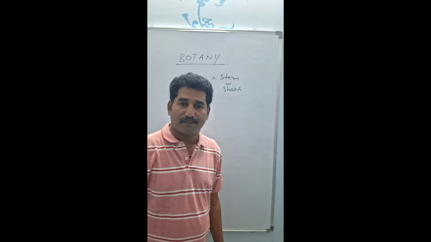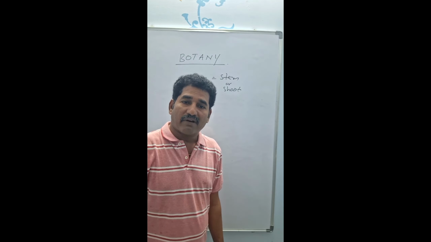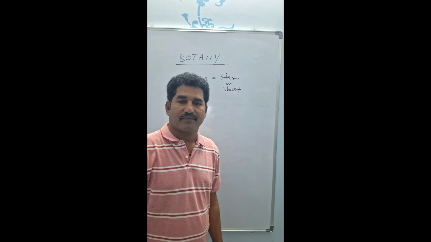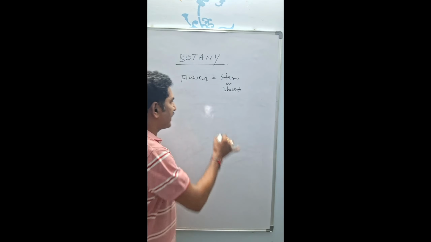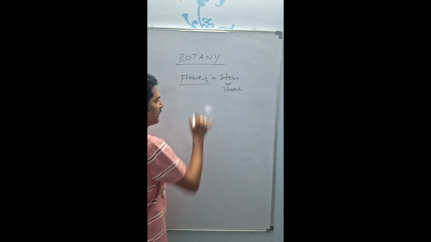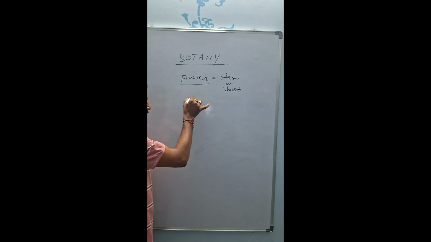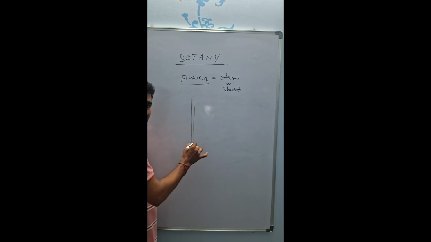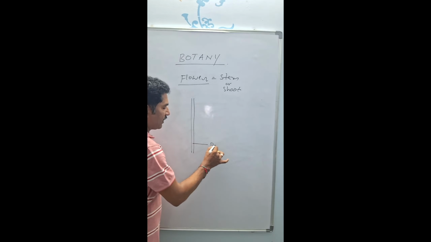You know very well, the flower has 2 parts or 2 ends. How to identify these 2 ends? On the peduncle, the floral axis is present. It is called the peduncle.